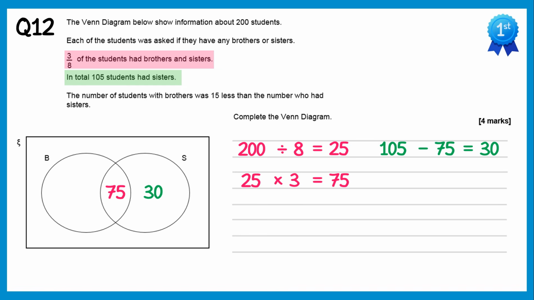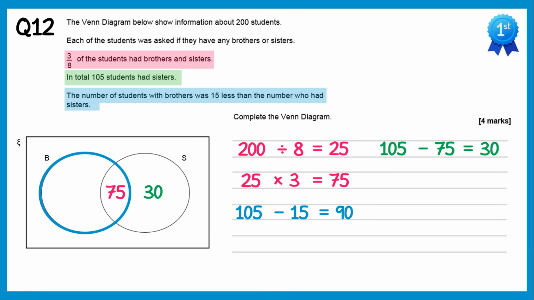We can now look at this last bit of information. The number of students with brothers was 15 less than the number who had sisters. We know the number who had sisters was 105, so if we do 105 take 15, we get 90. This means the blue circle for brothers must add up to 90. Again, there's already a 75 in there though, so we do 90 take 75, which gets you 15. So this missing part is 15.